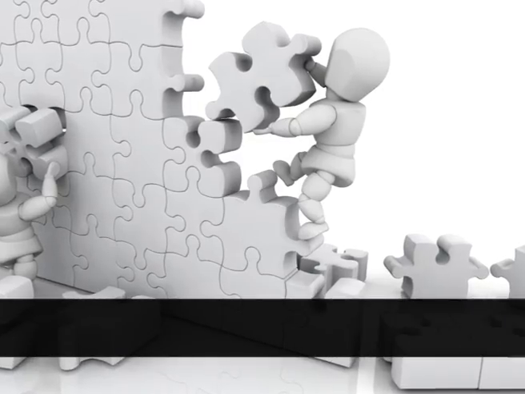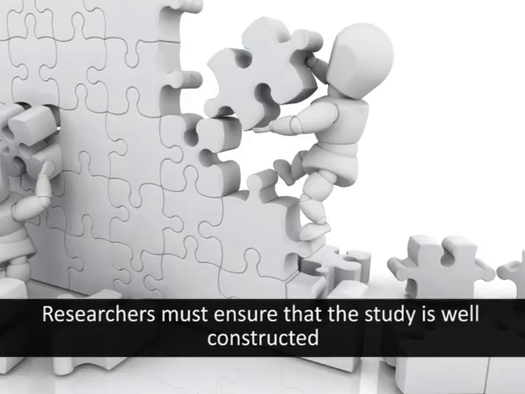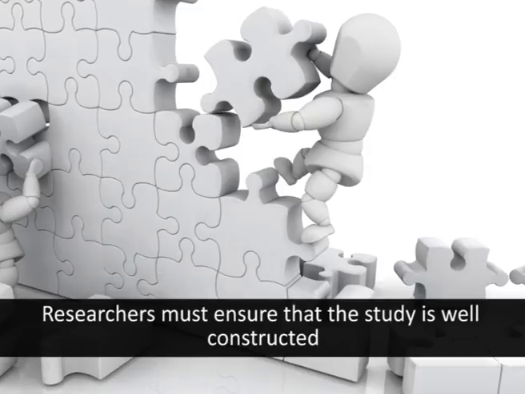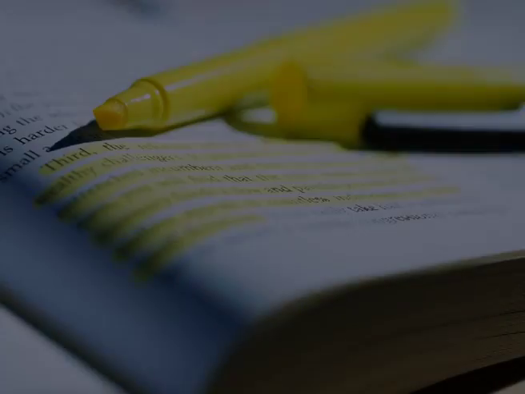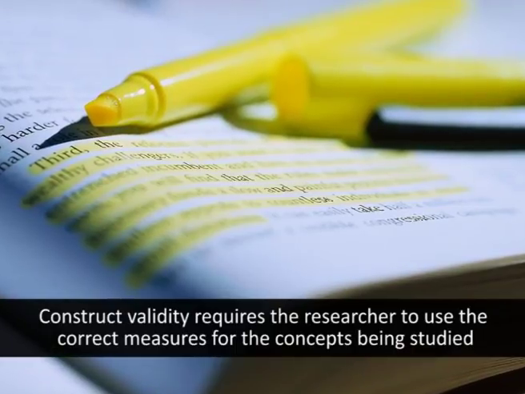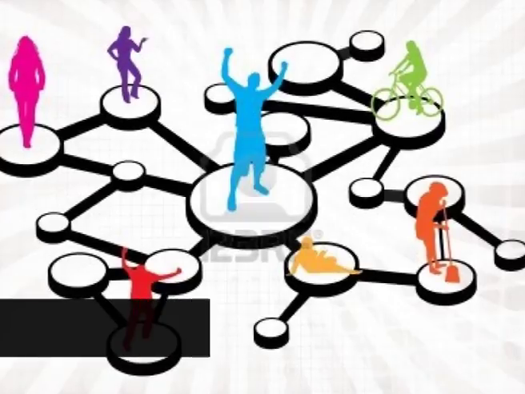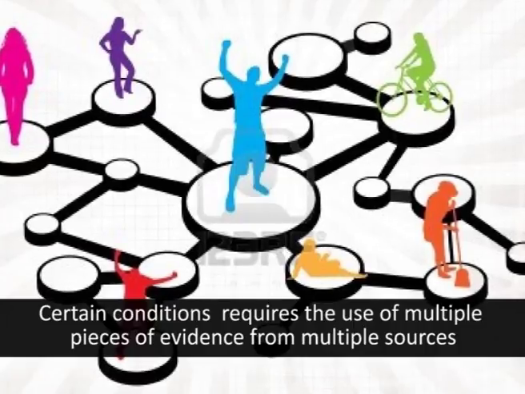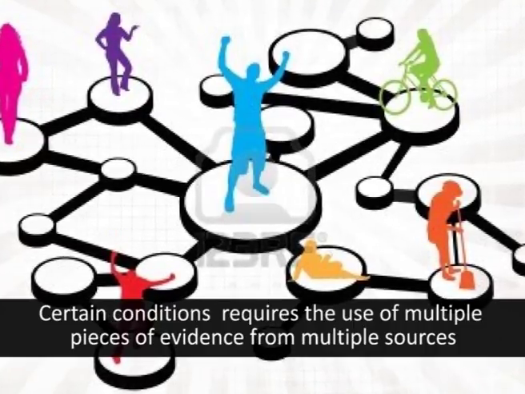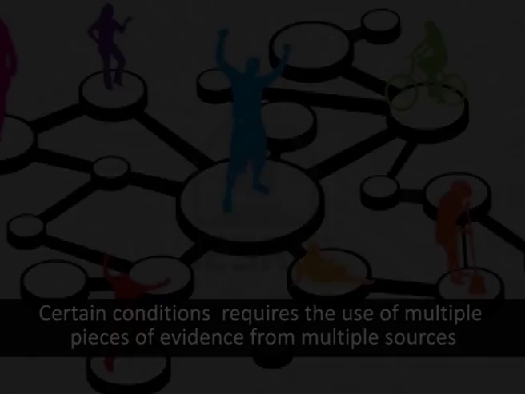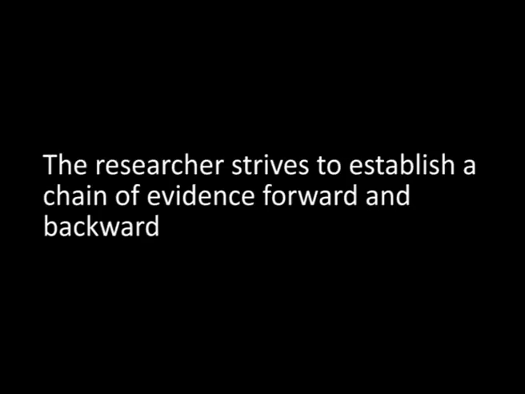Throughout the design phase, researchers must ensure that the study is well constructed to ensure construct validity, internal validity, external validity, and reliability. Construct validity requires the researcher to use the correct measures for the concepts being studied. Internal validity demonstrates that certain conditions lead to other conditions and requires the use of multiple pieces of evidence from multiple sources to uncover convergent lines of inquiry. The researcher strives to establish a chain of evidence forward and backward.